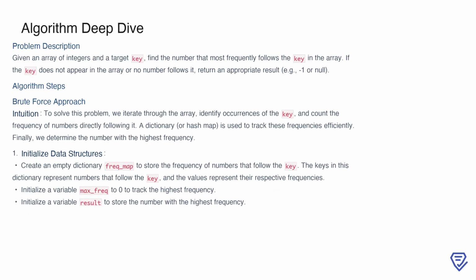In this problem, we are tasked with finding the number that most frequently follows a given key in an array of integers. If the key is not present in the array, or if no number follows it, we return an appropriate result, such as -1 or null.